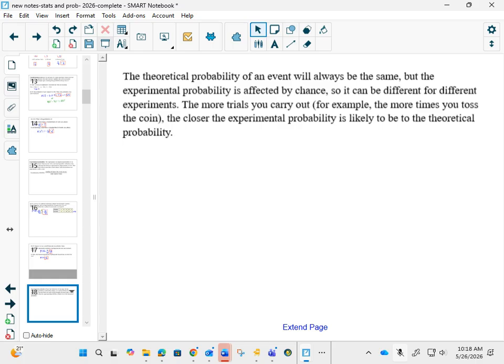The theoretical probability is always the same. So just like tossing that coin, it's always 50%. But experimental probability is chance. The more trials you carry out, the more times you toss the coin, the closer the experimental probability should become the theoretical probability. So if I toss the coin 1,000,000 times, it should be about 50-50.